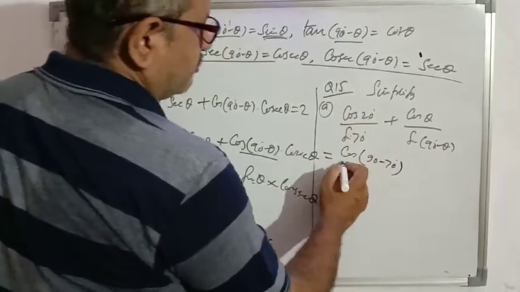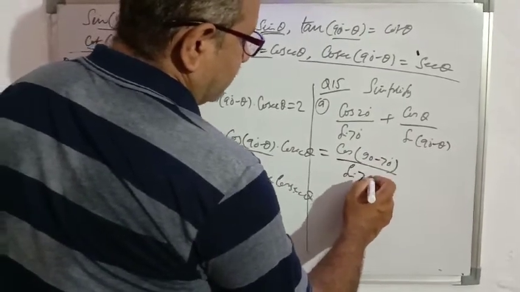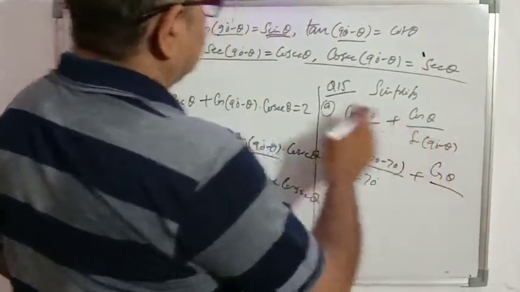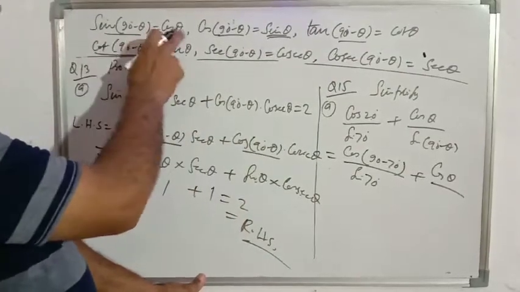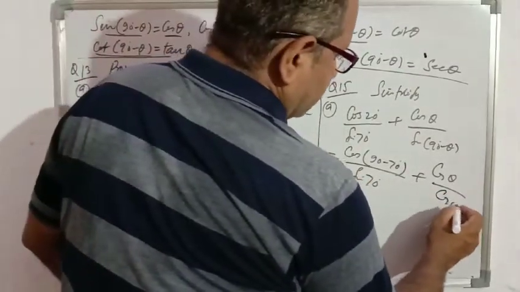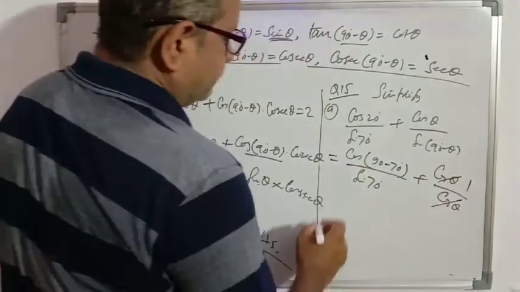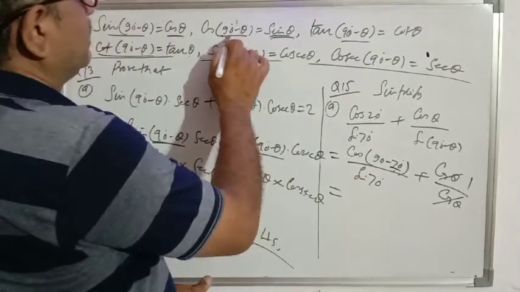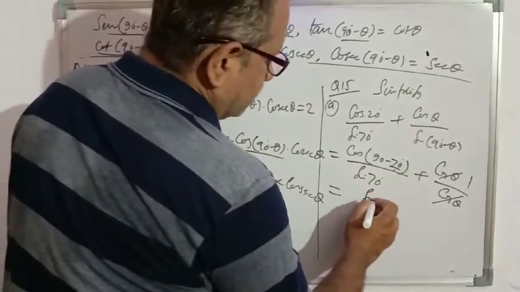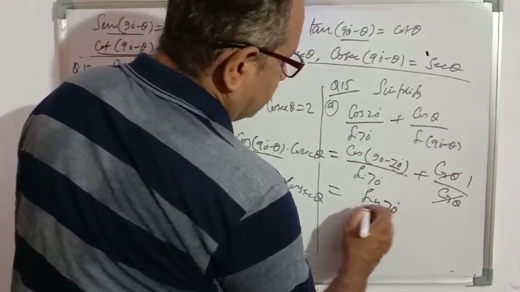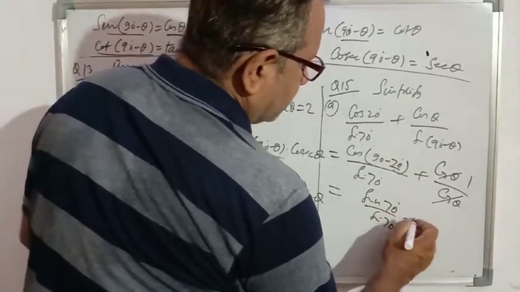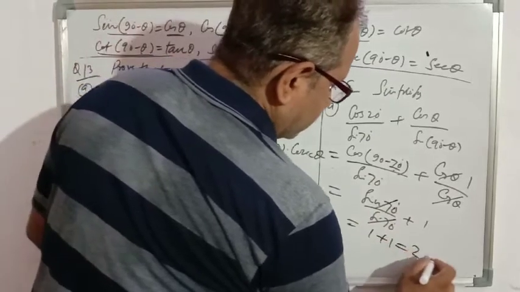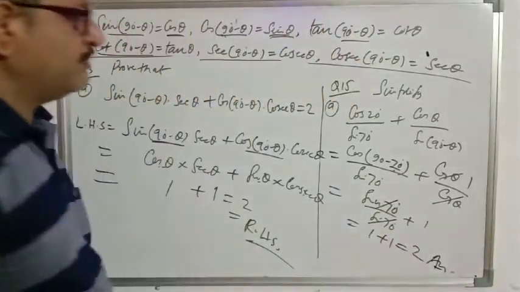90 minus 70 will be 20 upon sin 70 plus cos theta. Sin 90 minus theta, see the formula, sin 90 minus theta is cos theta. So cos theta cancel, it will come 1. Cos 90 minus theta, theta is 70. Cos 90 minus theta is sin theta. So it will be sin 70 upon sin 70 plus 1. This one cancel. So 1 plus 1. Answer will come 2.